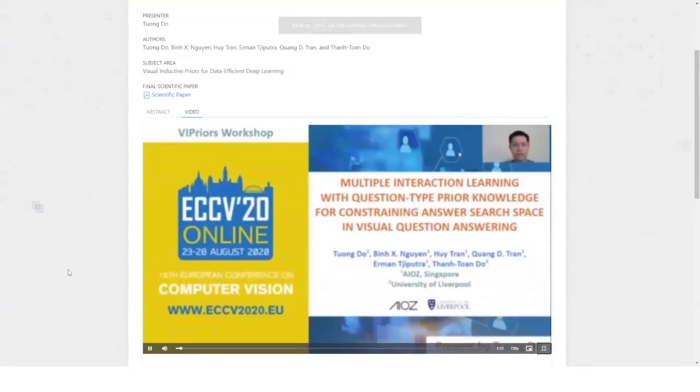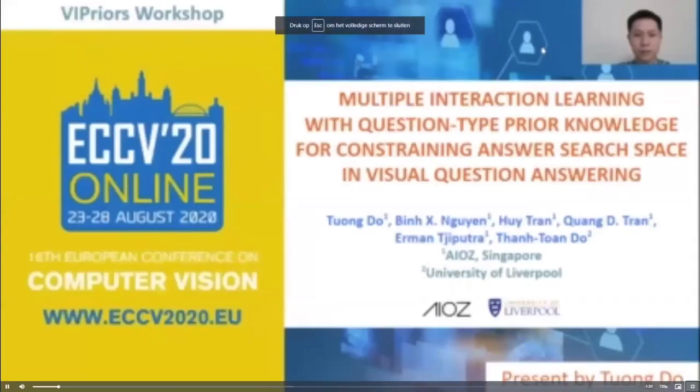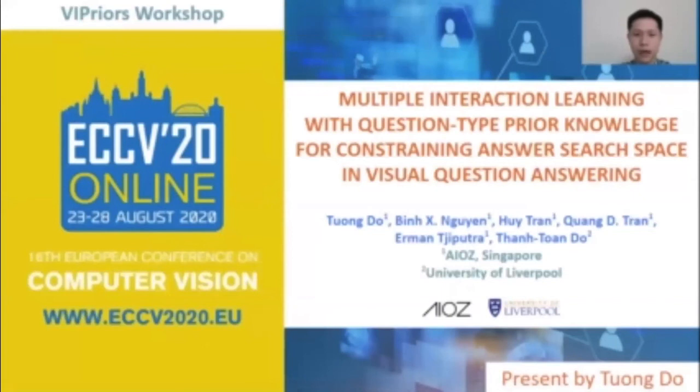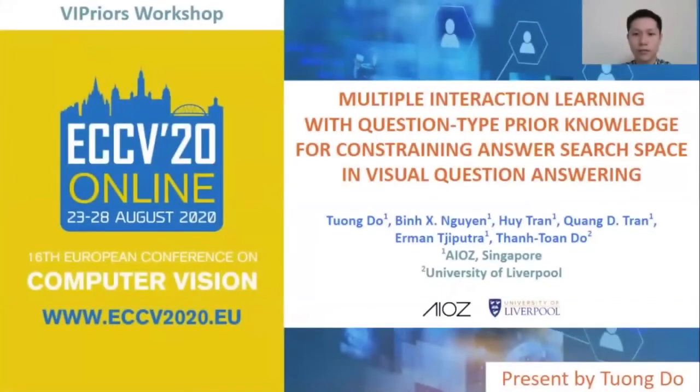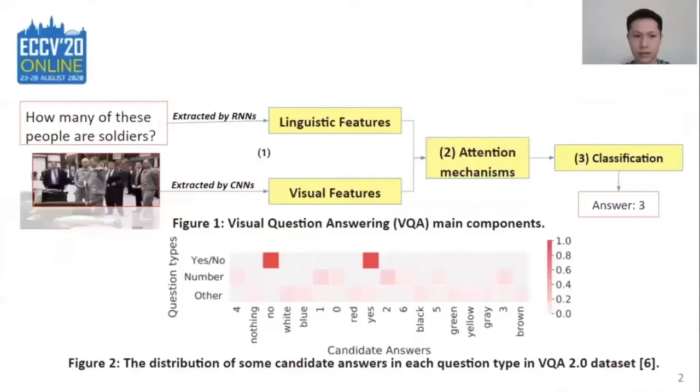I am Tuong Do from AIOZ company, and today I want to introduce our paper, Multiple Interaction Learning with Question Type Prior Knowledge for Constraining Answer Space in Visual Question Answering.